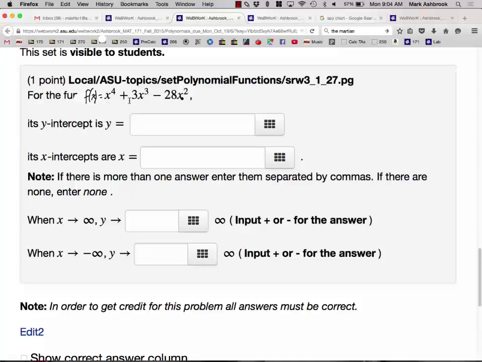Which one do we have here? The standard form. The standard form is most convenient to find the y-intercept and the end behavior.